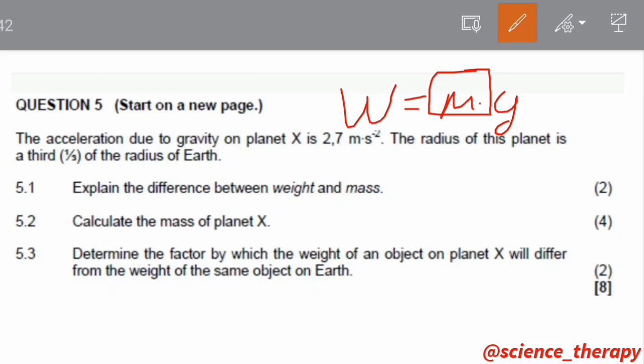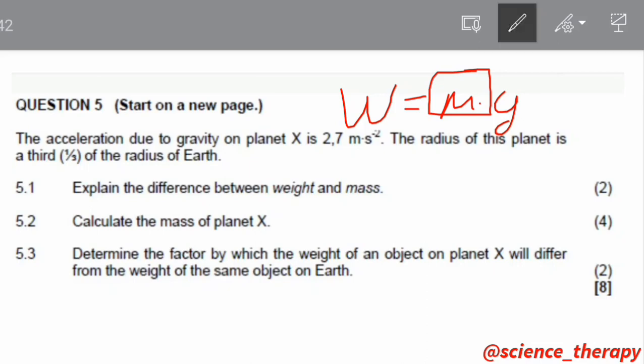But what will be different now? His weight won't be the same, right? Why? Because the gravitational acceleration is not the same. So generally on planet X it would feel lighter, but on planet Earth it would feel heavier, because the gravitational acceleration on Earth compared to the one on planet X is way greater, right?